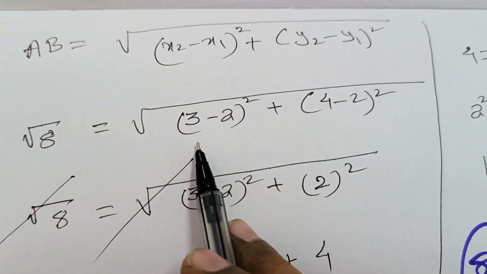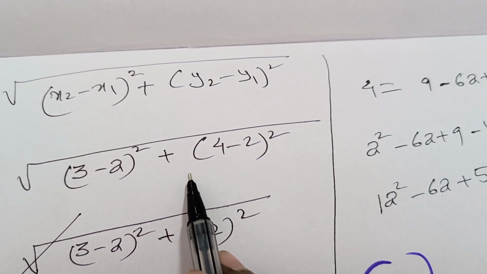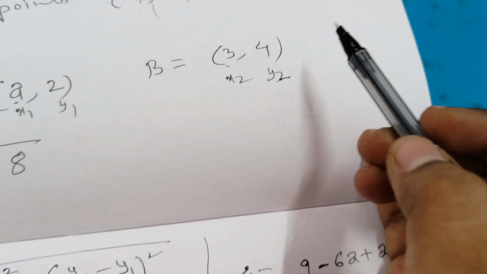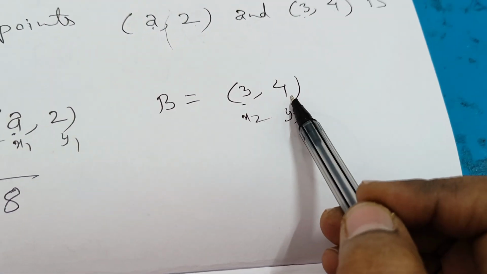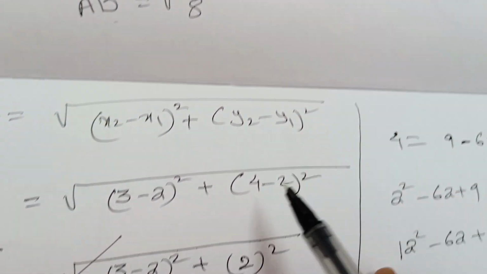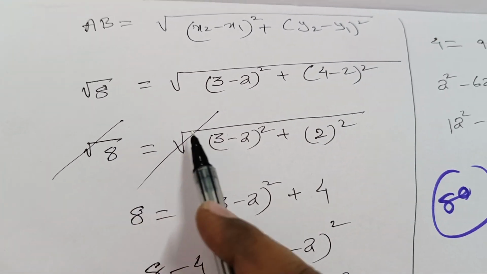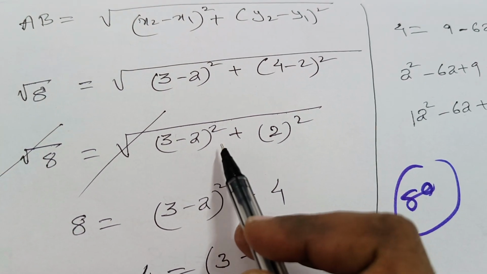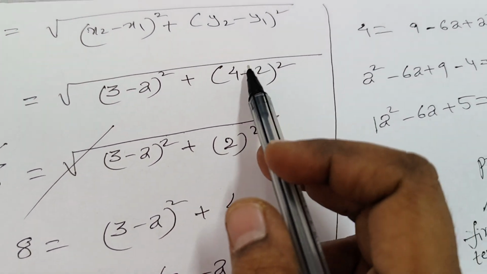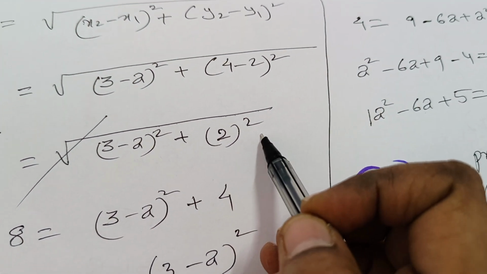So we are writing (3 minus a) whole square plus y2 minus y1. So from the given point y2 is 4, y1 is 2. (4 minus 2) whole square. So square root of 8 is equal to (3 minus a) whole square, keep as it is, plus (4 minus 2) which is 2, whole square.